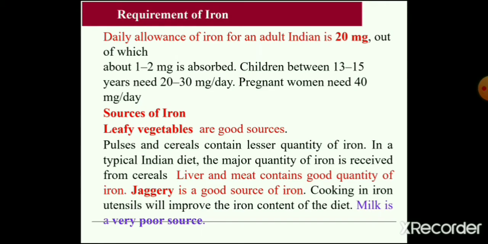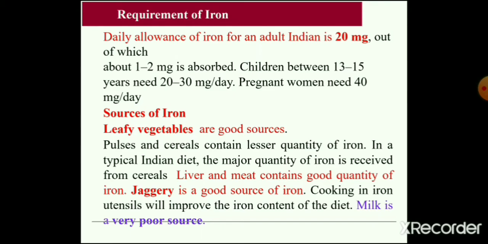Now what are the sources? It can be either vegetarian or non-vegetarian. The vegetarian source is mainly seen in green leafy vegetables, and also pulses and cereals. Pulses and cereals contain a little less than the vegetables, but in Indian culture we are consuming more cereals, so we are getting iron through the cereals also.